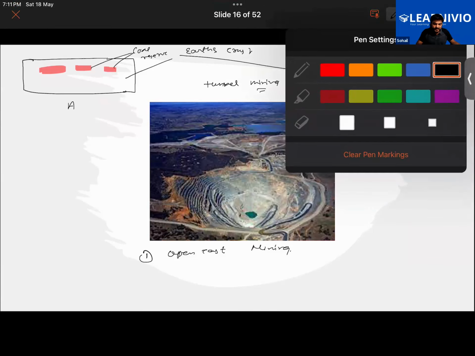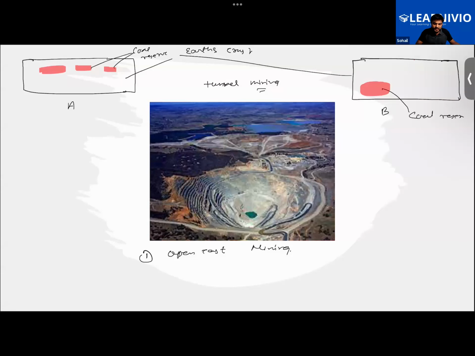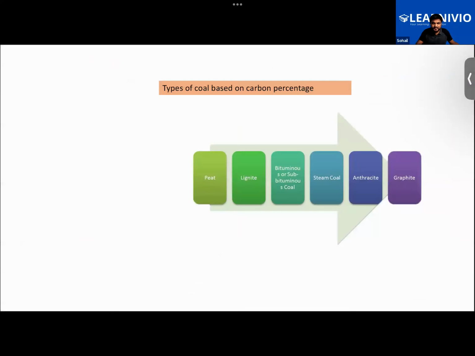So you can simply dig a tunnel to this coal reserve and take it out. While for this one, there's no need to dig a tunnel. It can be extracted by open cast mining. So that is the thing.